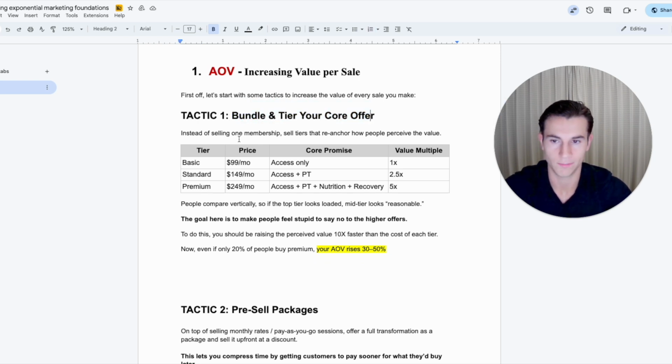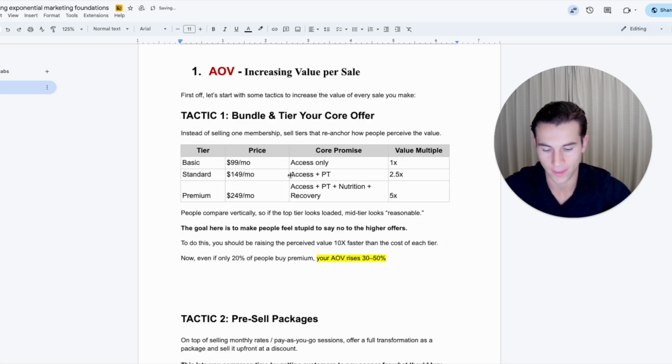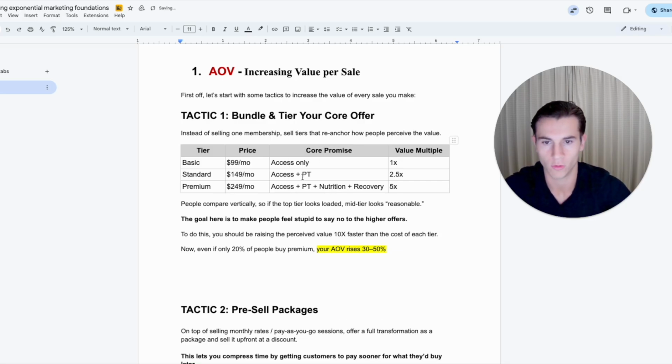Okay, so bundling things together. Instead of just doing a basic $99 a month where you get access to X, Y, and Z, look at alternative ways where you can throw in access and then a personal training session, or a free consultation if it's this much, or you get a nutrition plan for free included with this. And the way you do this is going to be largely dependent on how you frame it, okay?